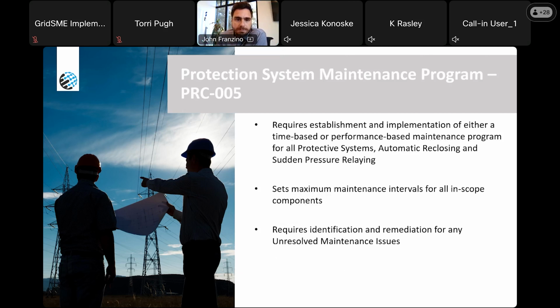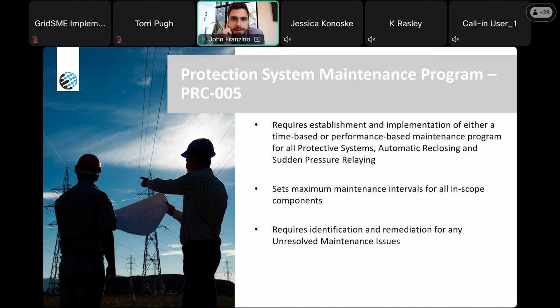All right, moving on to the next PRC standard applicable to GOs, which is PRC 5, and that's the Protection System Maintenance Program. So this is all about ensuring that all protection system elements are properly maintained over the life cycle of the facility. Most facilities have somewhere between 90 and 100% of blue boxes, SELs, for their protection system. And so we'll get into some of the details here regarding the maintenance intervals and what needs to happen.